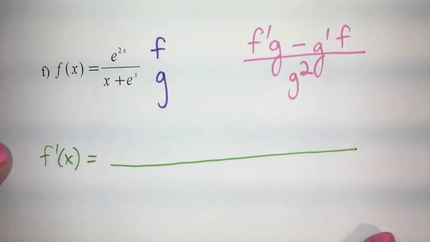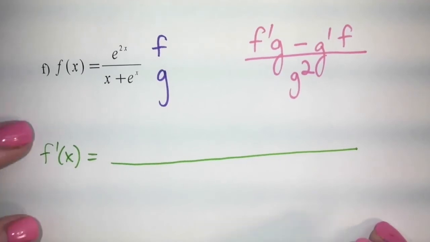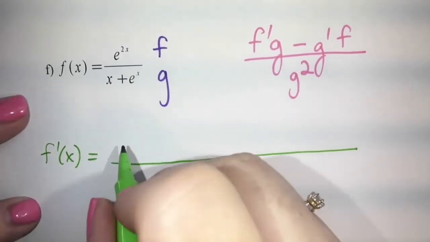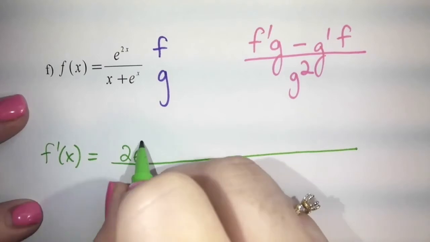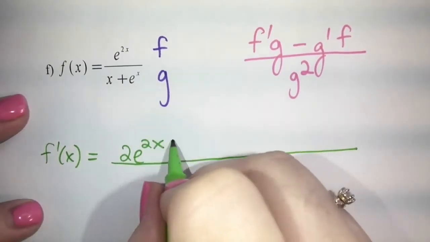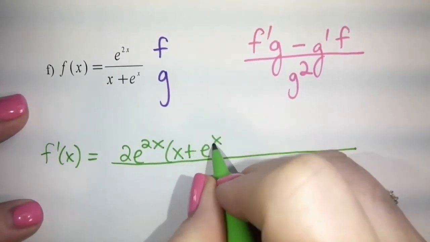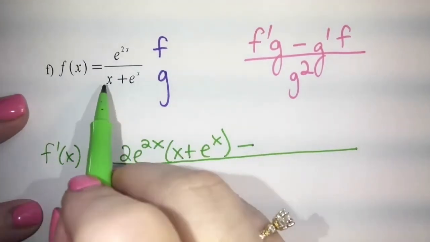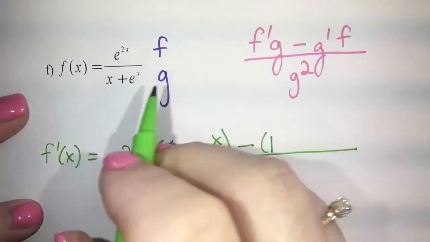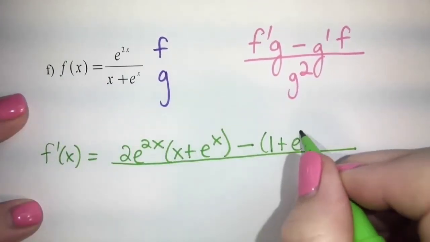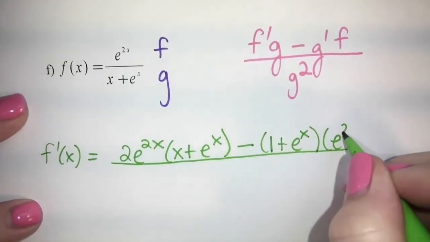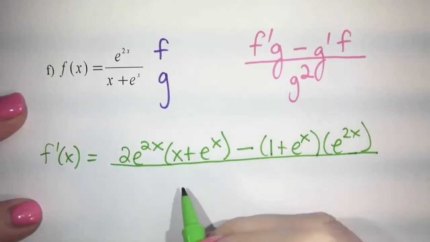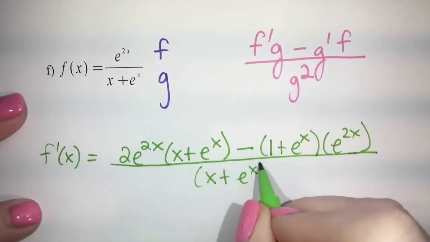Okay, so we've got derivative of the top. Derivative of e to the 2x would be e to the 2x times 2, or 2e to the 2x, times the bottom, x plus e to the x, left alone, minus derivative of the bottom. Derivative of x would be 1, plus derivative of e to the x would be e to the x, times the top, all over x plus e to the x squared.